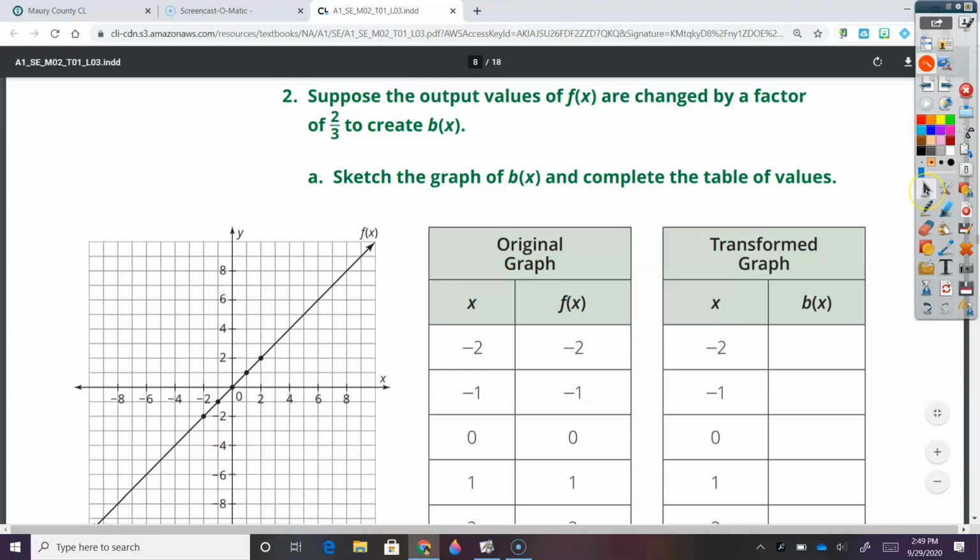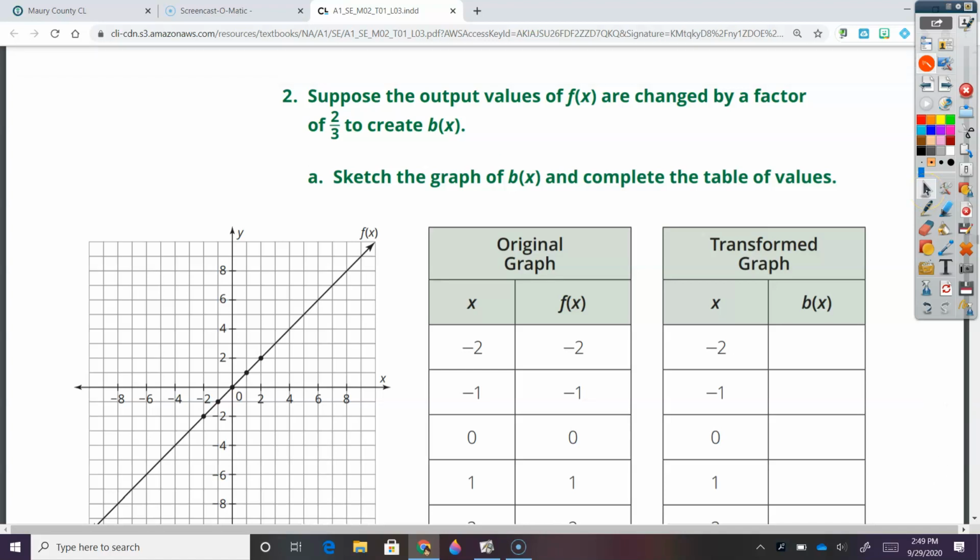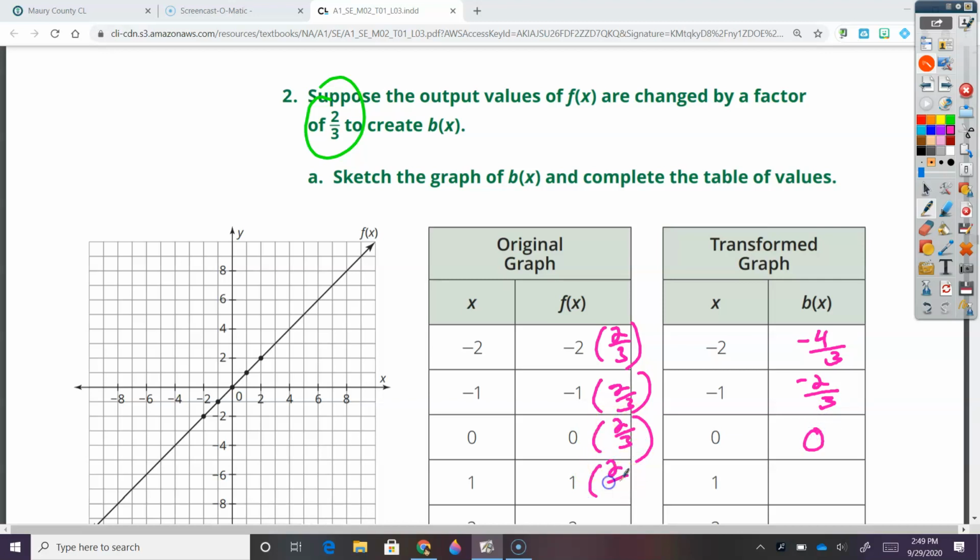Number 2, suppose the output values of f of x are changed by a factor of 2/3. So before we multiplied by 4, now we're going to multiply by 2/3 and create b of x. So -2 times 2/3 gives me -4/3. That'll be fun to graph. And -1 times 2/3 gives me -2/3. 0 times 2/3 is still 0. 1 times 2/3 is 2/3.